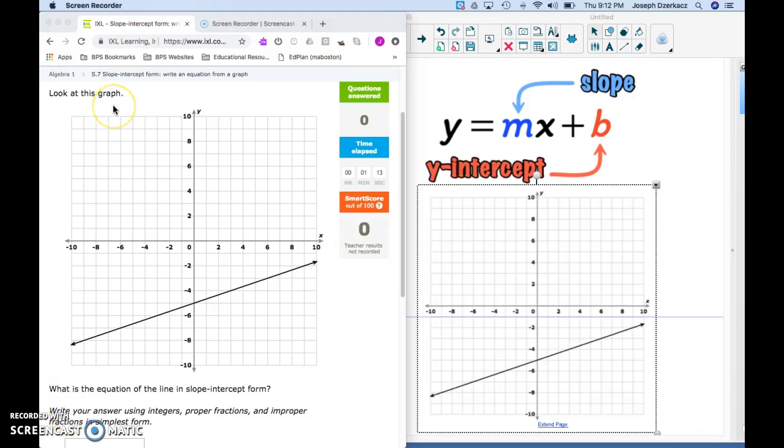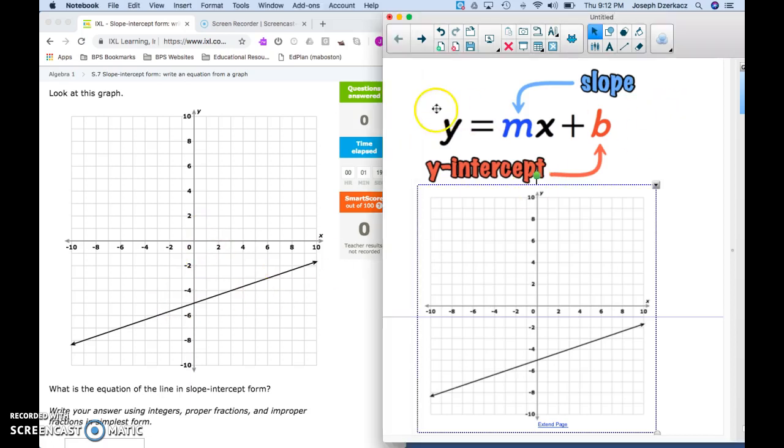This is S7, slope-intercept form. Write an equation from a graph. So we have this graph. We need to write an equation in this form. Y equals mx plus b. So m is the slope, b is the y-intercept.